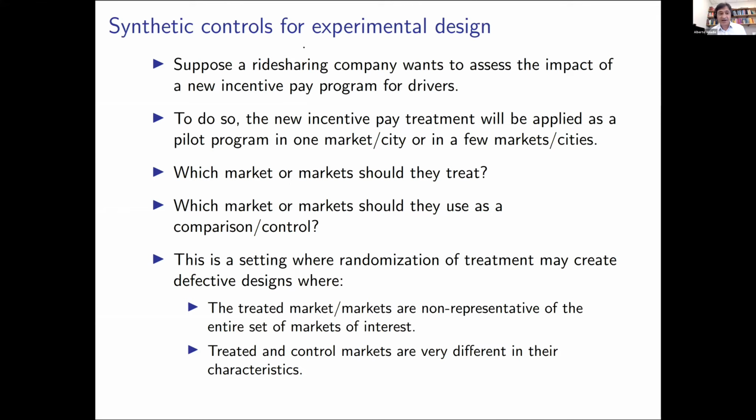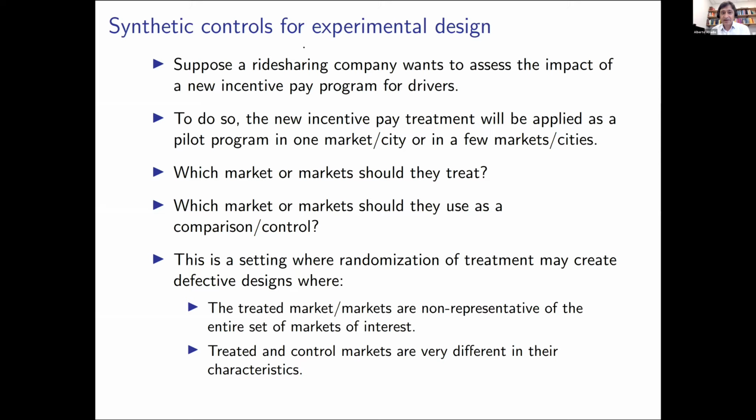So this was a short summary of one new development in the synthetic controls literature, and I want to talk about a second one. This second one is about using synthetic controls for experimental designs. And what is this about? Let me try to explain this with an example.